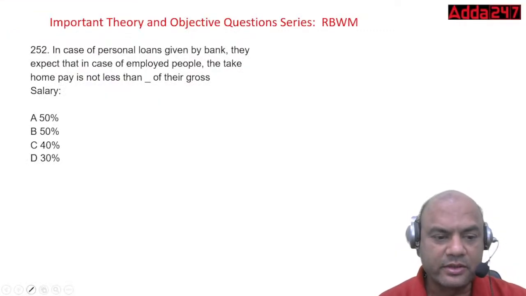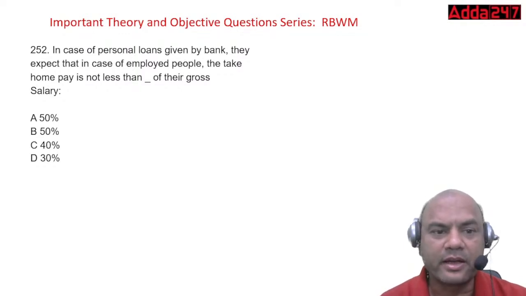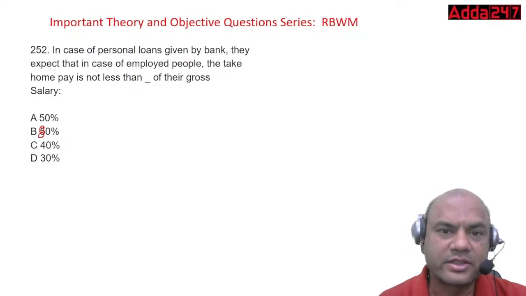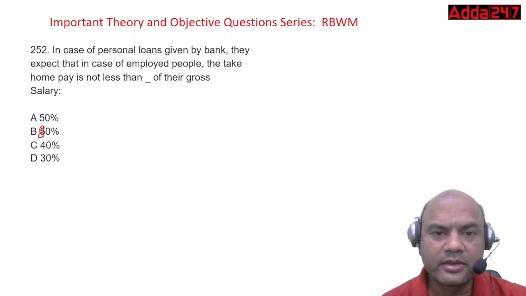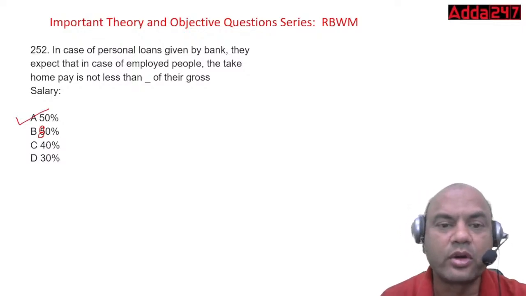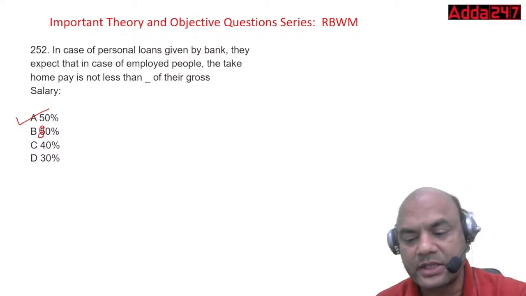In case of personal loans given by the bank, they expect that in case of employed people, the take-home salary is not less than dash of their gross salary. 50%, 80, 40 or 30. It should not be less than dash. So what is it? Yes, 50%. It should not be less than 50% of the salary.